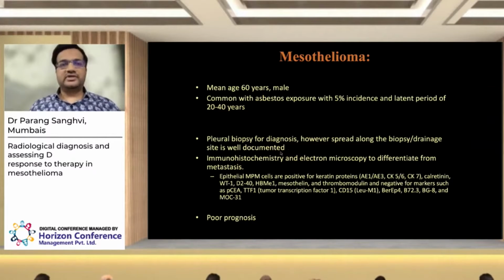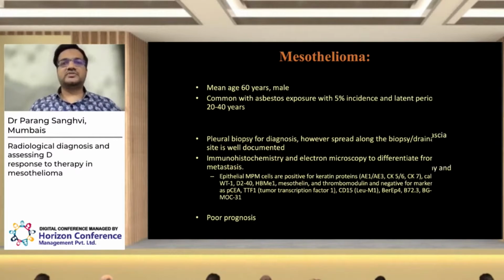Typically we need a pleural biopsy for confirmation of diagnosis, especially to rule out metastasis, which is far more common. At times even histopathology might be difficult, but with the advent of immunohistochemistry and electron microscopy with different markers, it has now become feasible to differentiate the two. Overall, mesothelioma has a poor prognosis because by the time the diagnosis is made, it is relatively advanced.